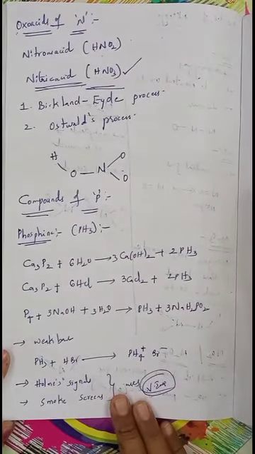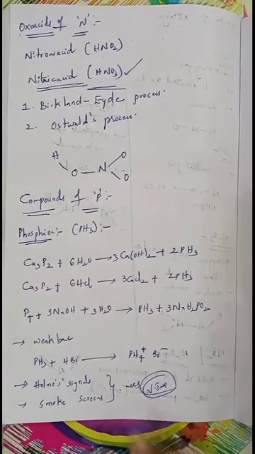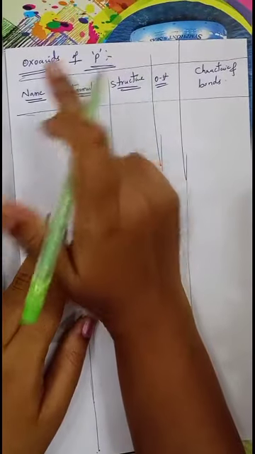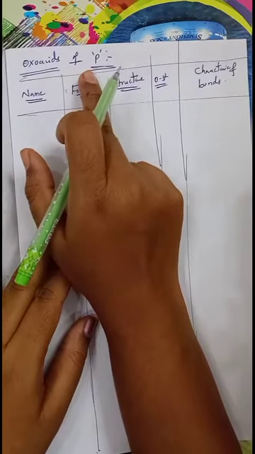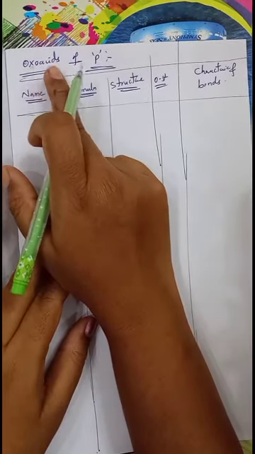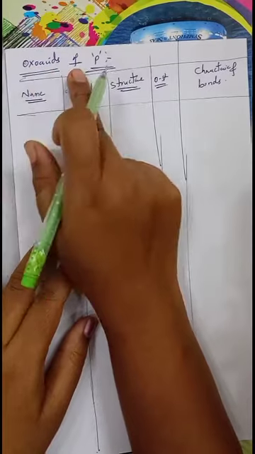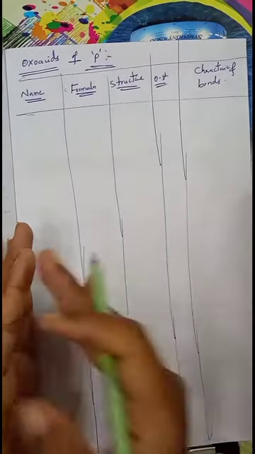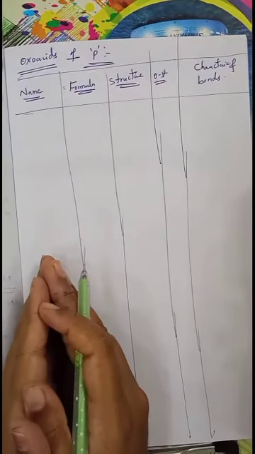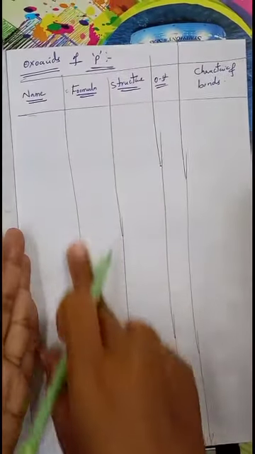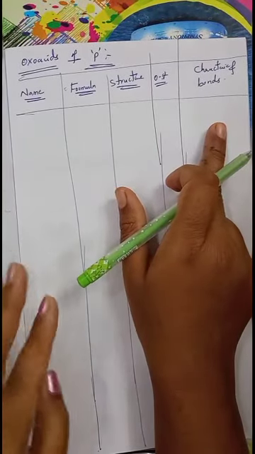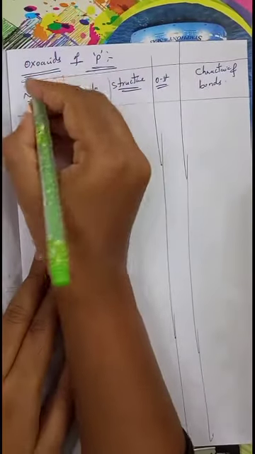Now we will see another important compound of phosphorus. The most important topic of phosphorus is oxoacids of phosphorus. I already told you what is meant by oxoacid. That is a compound of phosphorus which is containing both oxygen and hydrogen. There are many types of oxoacids of phosphorus. Among all, we will see the most important types. First we will see their names, then formula, then structure, oxidation state of phosphorus, and finally the bonds present in that. So first one is metaphosphorus acid.